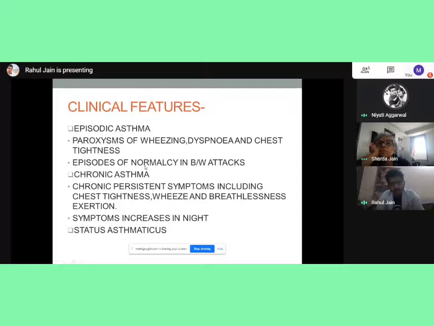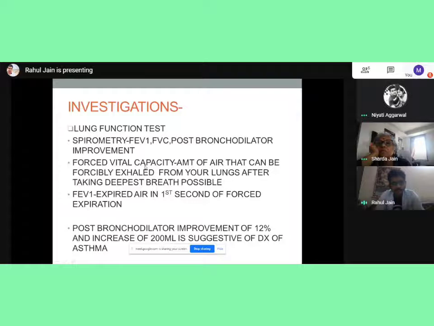So there are episodes of normalcy in between the attacks. And also, asthmatics have this phenomenon called airway remodeling, and airway inflammation. So I will check their FEV1 and FVC, and I will discuss what FEV1 and FVC are. I will then give them a bronchodilator, and then I will check FVC and FEV1 again, and then I will see how much it has improved.